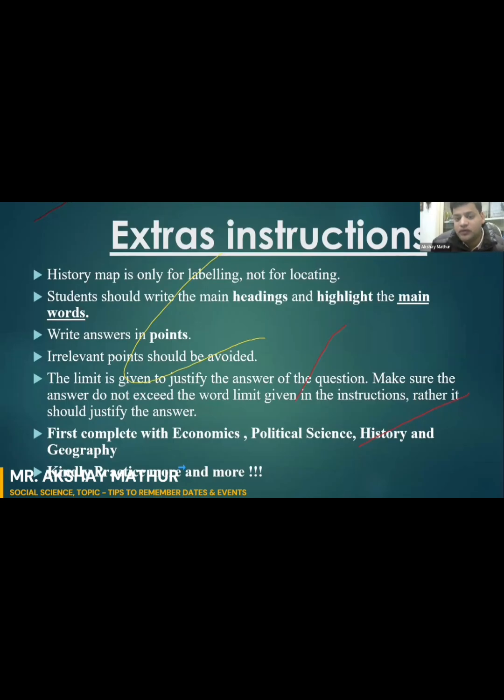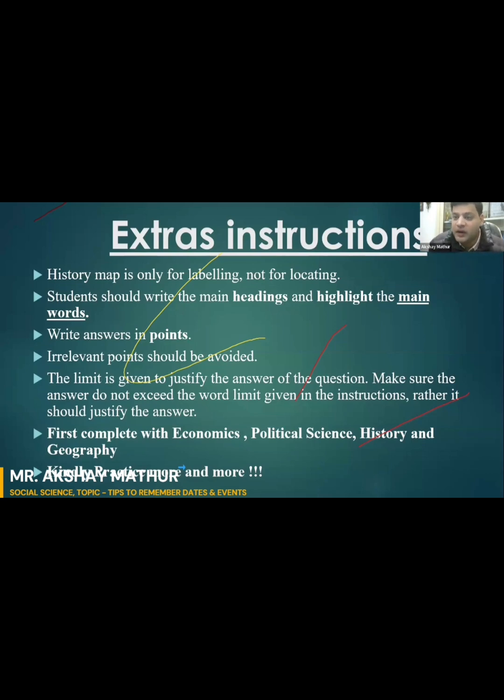The limit is given to justify the answer, and students should make sure that the word limit given in the instruction is not exceeded. It only needs to justify the answer. If 120 words are given, maybe my answer will be complete in 60 words. Then there is no issue. If they ask me for 3 points, I can write 3 points. If they ask me for 3 names in 3 marks, I can write only 3 words, only the names. So how can I write 80 words when they ask me the names? It is very important for a student to understand what they are asking and how they are supposed to write it.